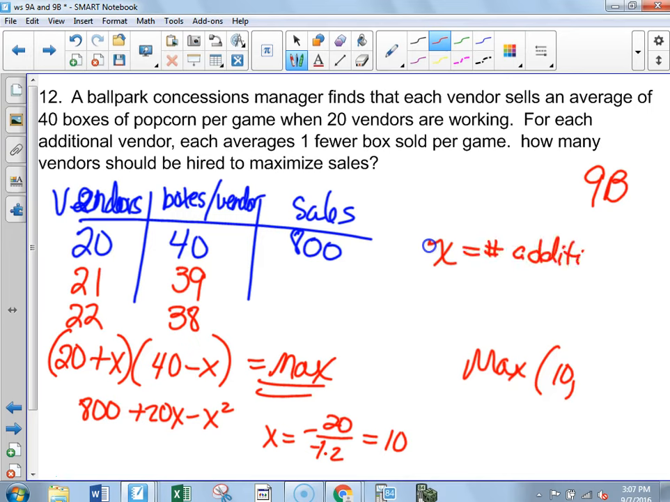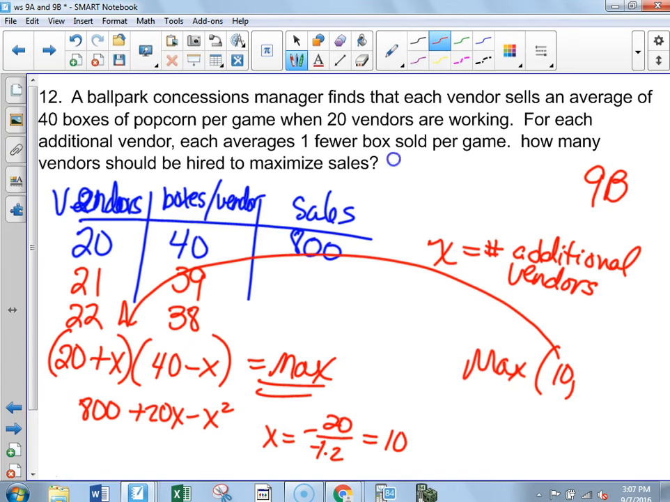I should have written that down right away. So if we add 10 vendors, we'll be up to how many? You got to plug it back in over here. So we'll have 30 vendors. And if we put it in here, 40 minus 10, we would each sell 30 boxes each. So that would be a maximum of 900 sold. Does that help, Claire? Yeah.